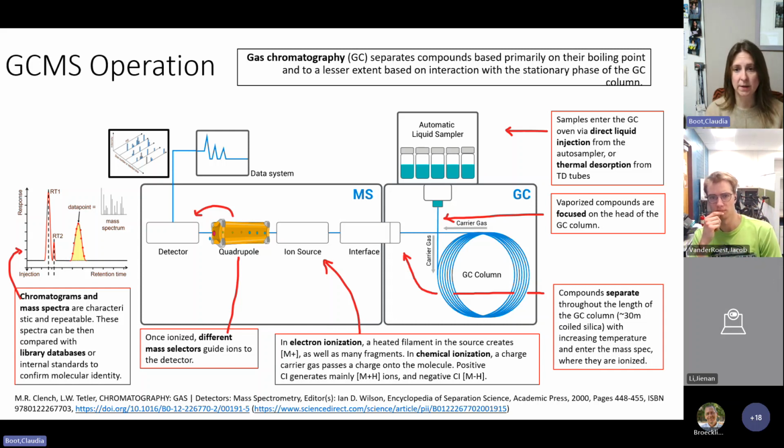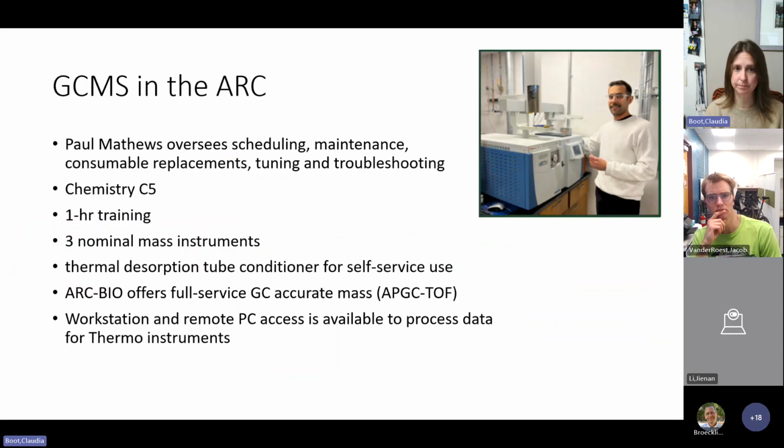All the vaporized compounds are focused on the head of the GC column and then separated through the column. They are introduced into the ion source, where they have electron ionization or chemical ionization, depending on which source you need, filtered through a quadrupole and then detected. And these are super characteristic and super repeatable. You can compare your spectra with library databases to confirm molecular identities. So it's a really reliable way to assess known compounds.